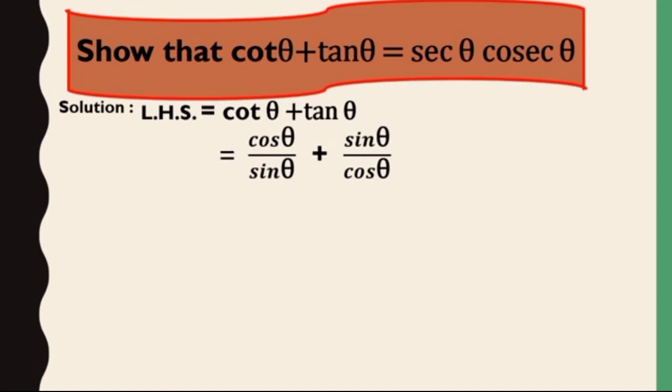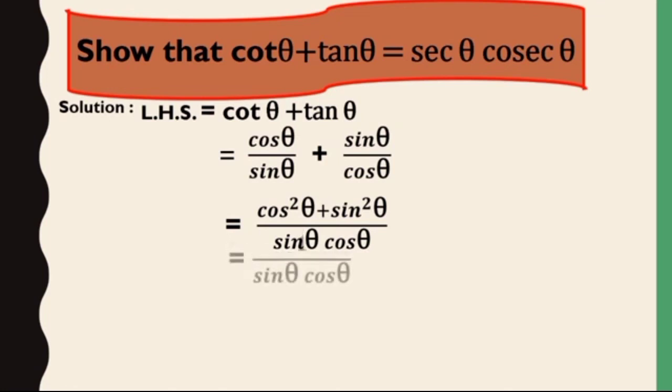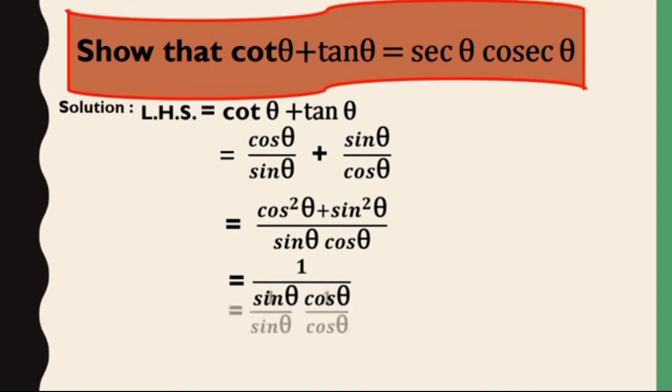By doing LCM of cos theta by sin theta plus sin theta by cos theta, we get (cos square theta plus sin square theta) by (sin theta into cos theta). Here, from trigonometric identities, cos square theta plus sin square theta equal to 1. So that we get 1 by (sin theta into cos theta). We can write this as 1 by sin theta into 1 by cos theta.